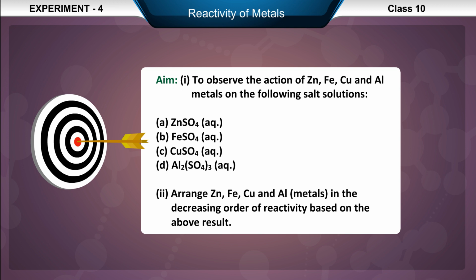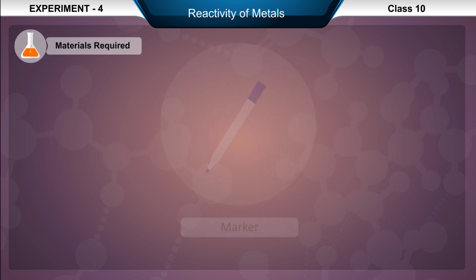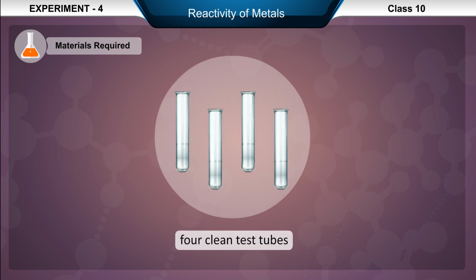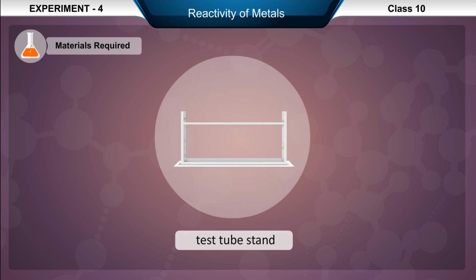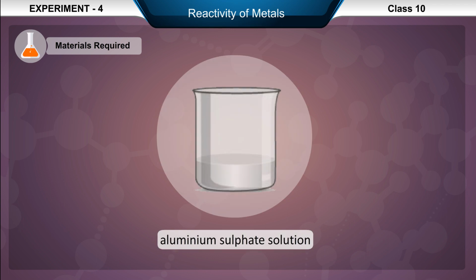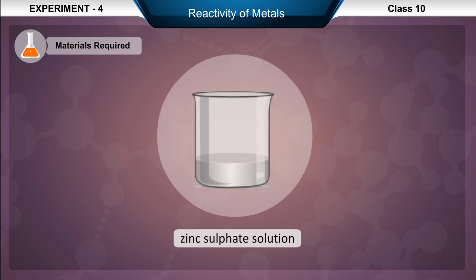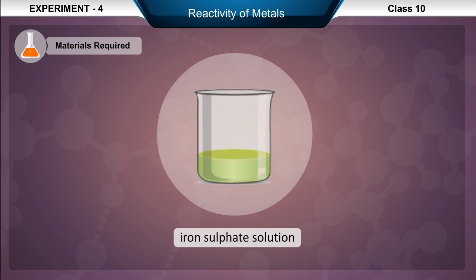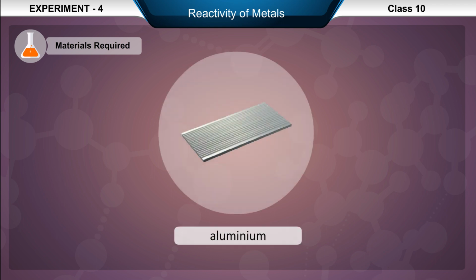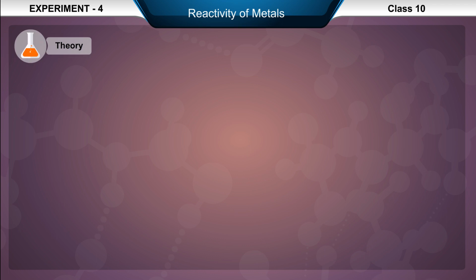2. Arrange zinc, iron, copper and aluminium metals in the decreasing order of reactivity based on the above result. Materials required: a marker, a piece of sandpaper, 4 clean test tubes, a test tube stand, copper sulfate solution, aluminium sulfate solution, zinc sulfate solution, iron sulfate solution, and zinc, copper, iron, aluminium metals.